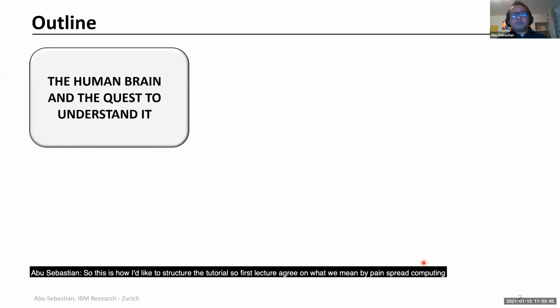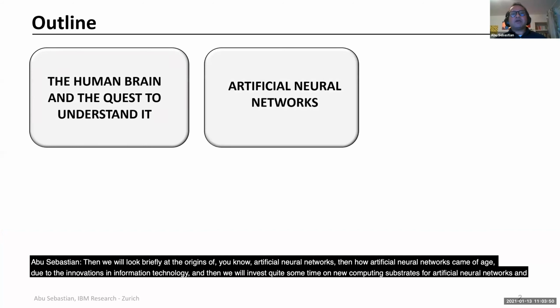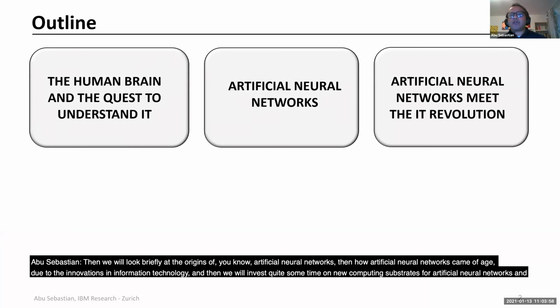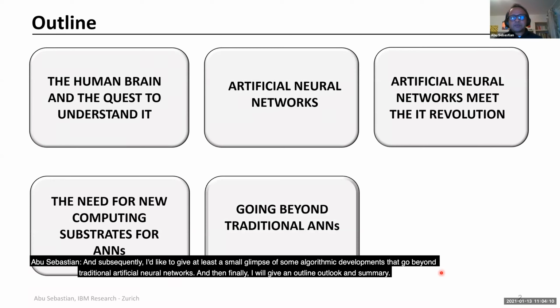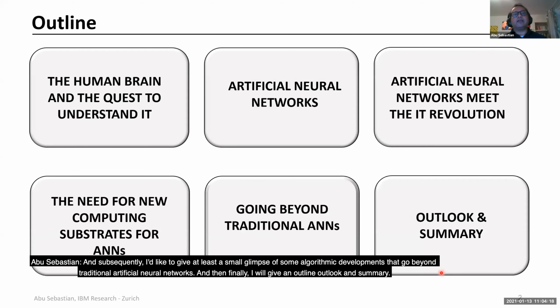So first, I would like to agree on what we mean by brain-inspired computing. Then we will look briefly at the origins of artificial neural networks. Then how artificial neural networks came of age due to the innovations in information technology. And then we will invest quite some time on new computing substrates for artificial neural networks. And subsequently, I would like to give at least a small glimpse of some algorithmic developments that go beyond traditional artificial neural networks. And then finally, I'll give an outlook and summary.